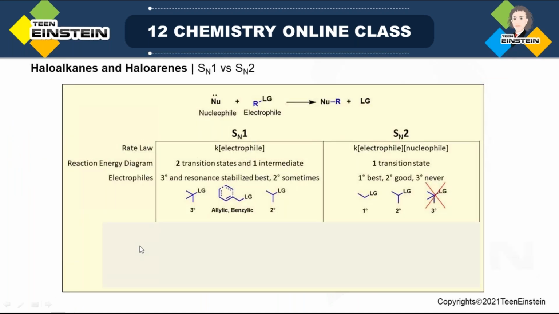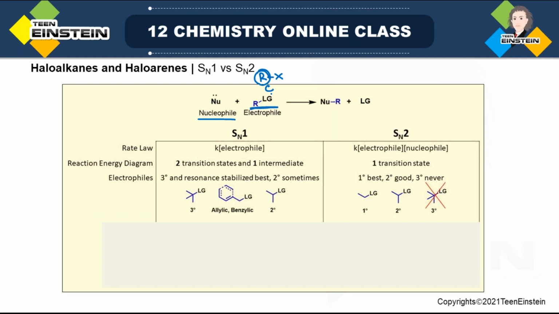So now we will compare these two mechanisms and the different points we have here. But first see, here RLG is nothing but RX, just written in a different way. And if it is nucleophile, obviously RX is the electrophile, right? Because the nucleophile will attack the carbon that is present in the R group, and that carbon must be electron deficient.